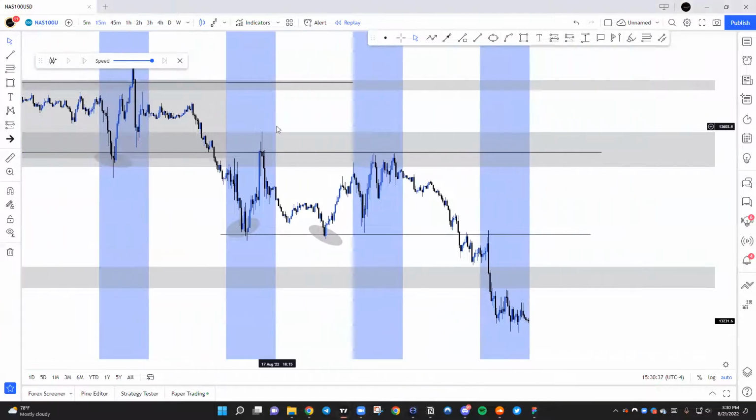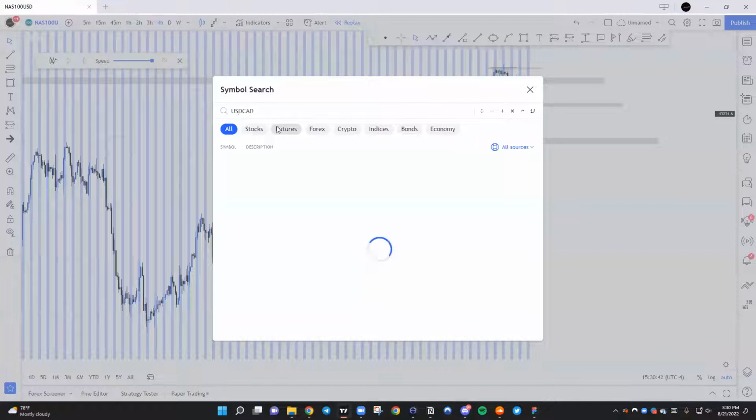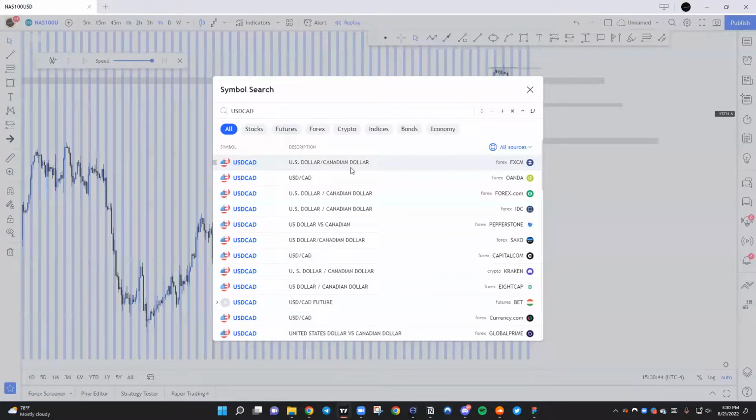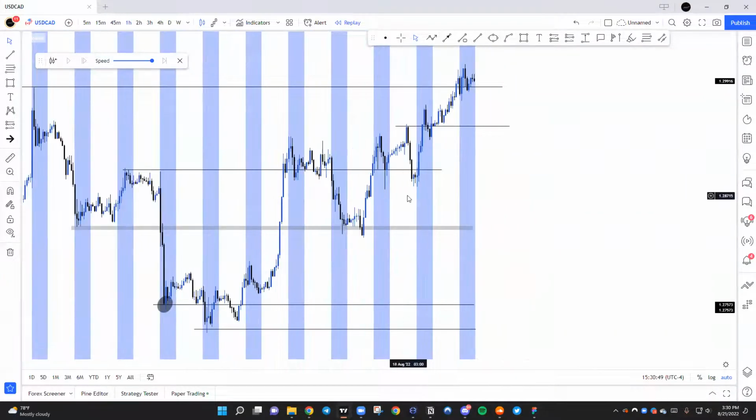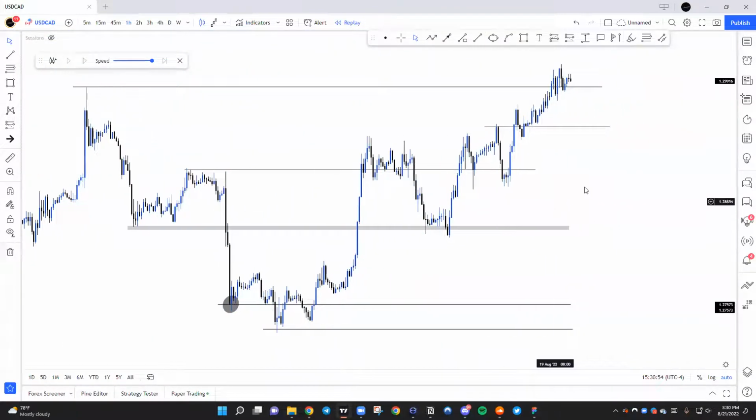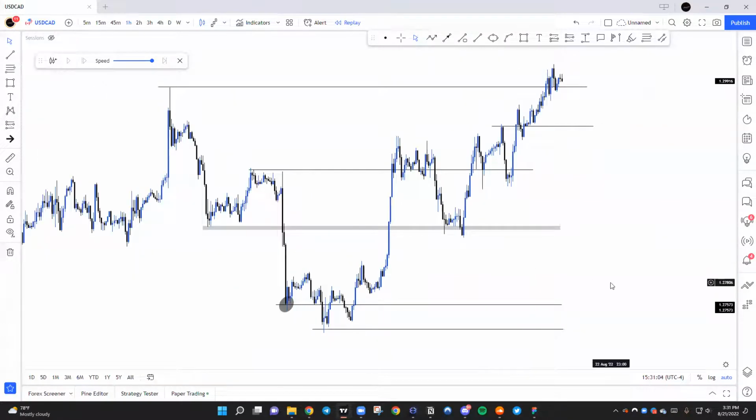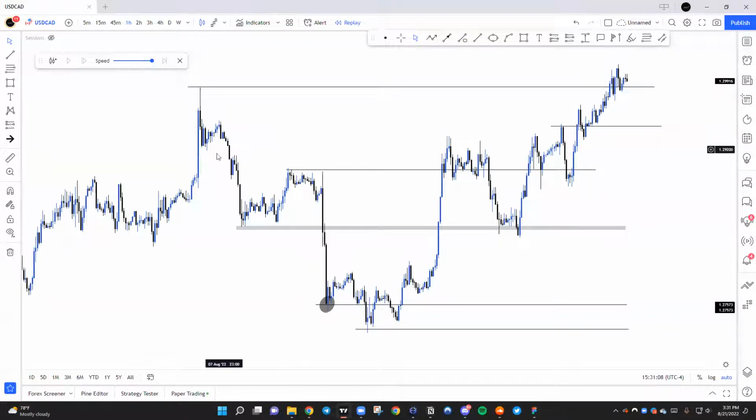Market structure, I just went over, but I'll do it again since we're gonna do USDCAD. I guess I already been marking up USDCAD. Where can we start? We can just go down this way.